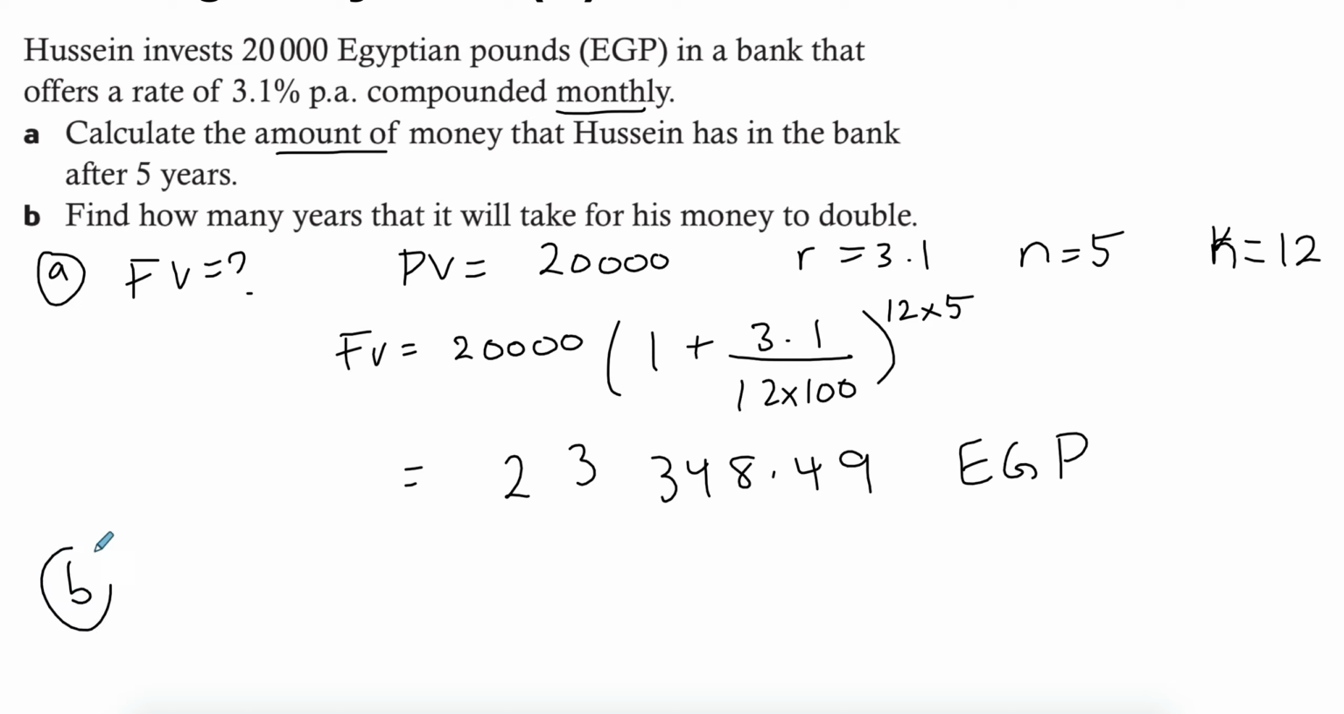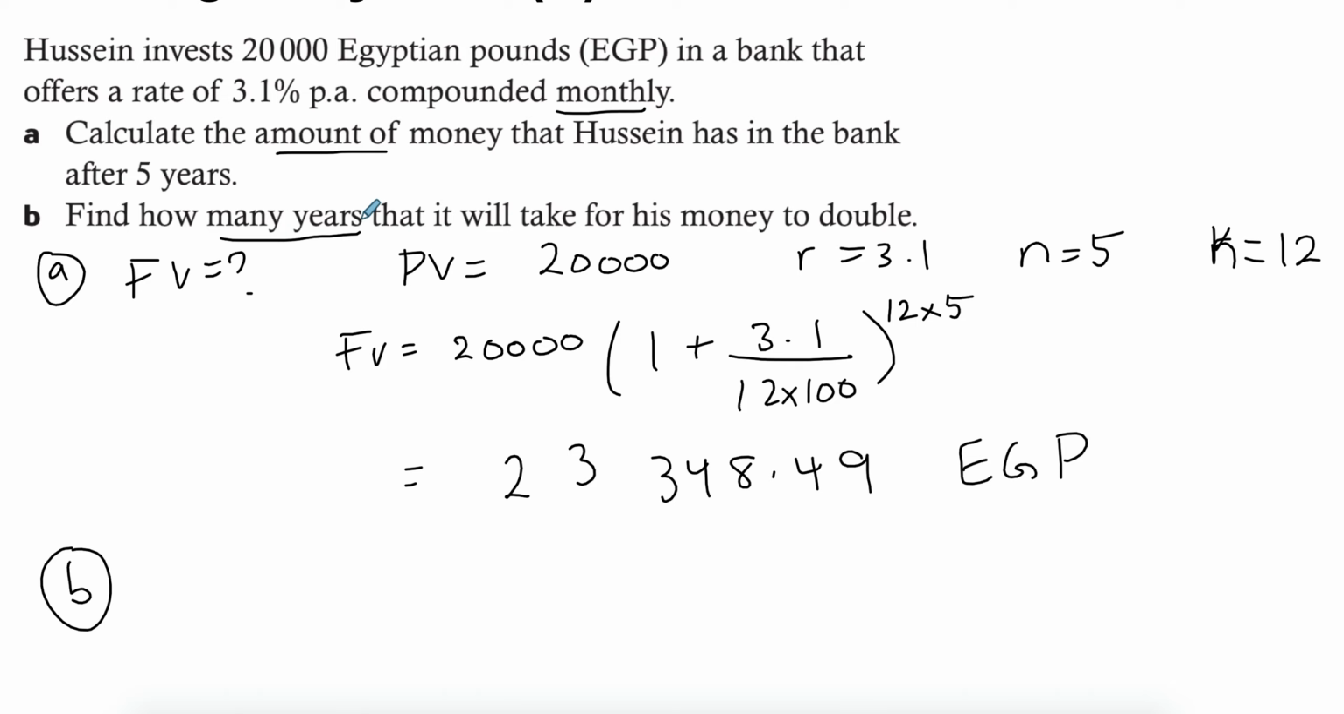So part B asks how many years, so we're looking at N, and I mentioned in the end of the previous video that they will rarely ask you for K, or actually never, because it's too complicated to find since it's in the denominator and the power. So we are looking at years, which is N. So find how many years it would take for this money to double.